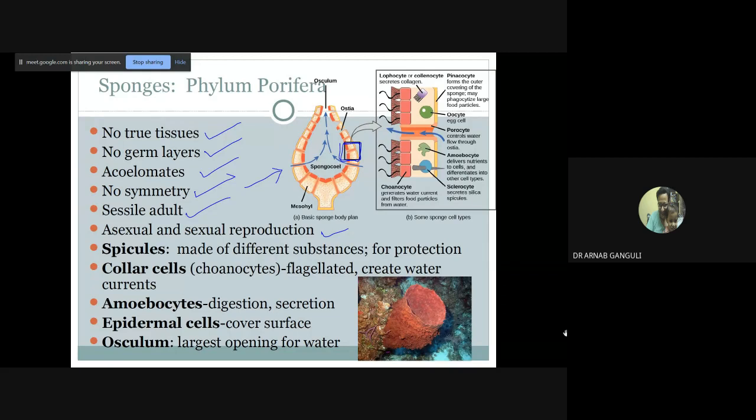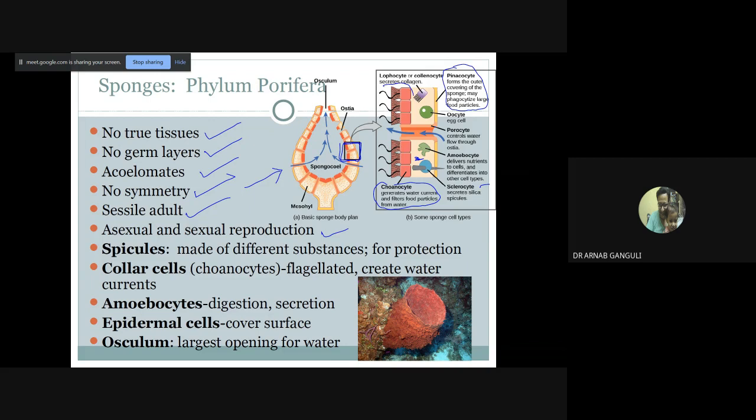You will see outside there is a layer of cells known as pinacocytes, and they form the pinacoderm. And inside you have another layer of cells known as the choanocytes. They are flagellated cells. And in between there is a region known as the mesohyl. This is the mesohyl region. They have cells like sclerocytes, amoebocytes, porocytes, oocytes. These porocytes are cells which guard pores.